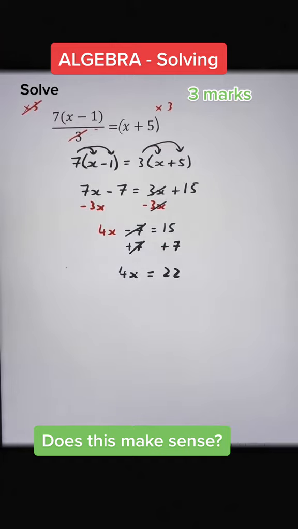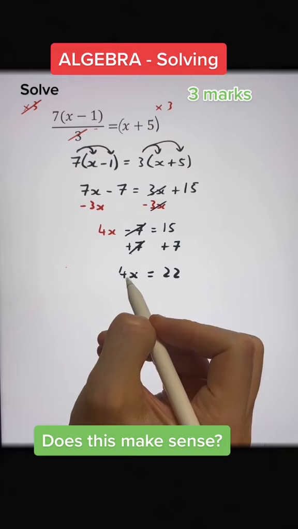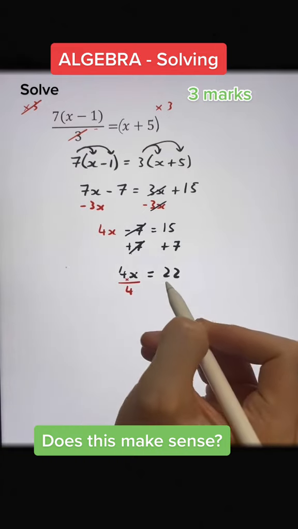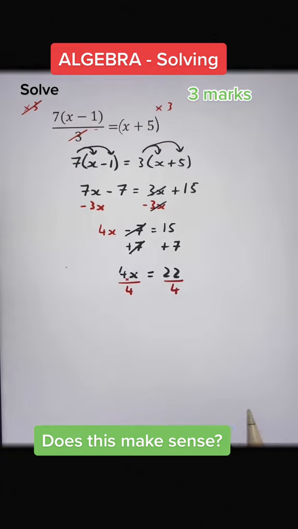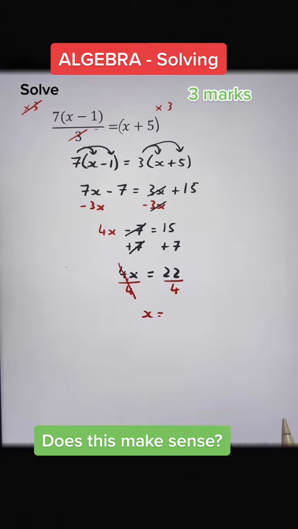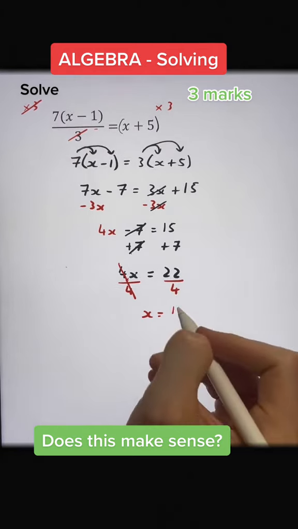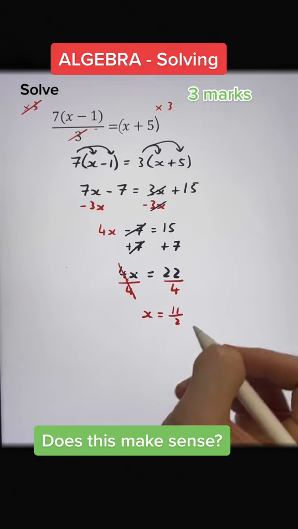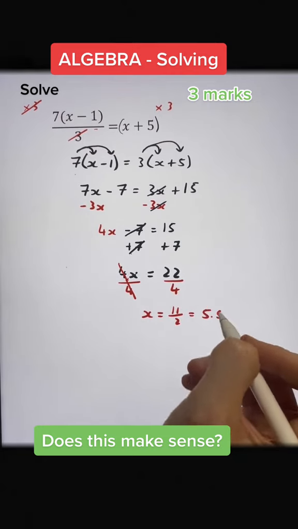Well, 4x in algebra means 4 multiplied by x, and the opposite of multiply by 4 is to divide both sides by 4, as I want to get x by itself. Well, 4 over 4 will cancel to leave a single x, and on the right-hand side 22 divided by 4. Well, as we're dividing by 4, I can halve the top and halve the bottom. That will simplify down to give us 11 over 2. And 11 divided by 2 will simplify to give us 5.5.